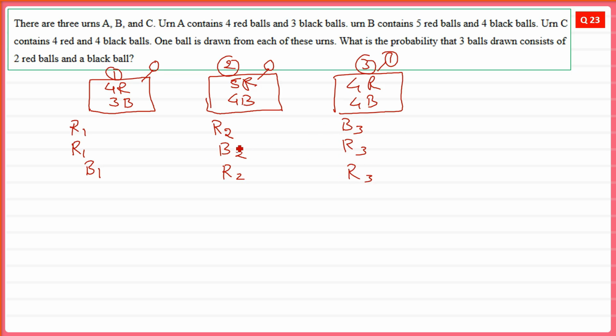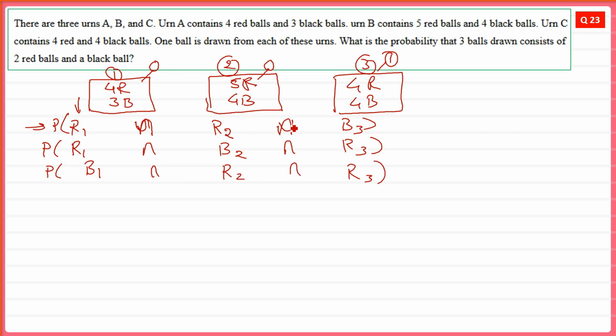Now you see the rows and columns, they are similar. Any row or column you take, it will be 1 black and 2 reds. So in RRB, this row and column, if you see the first row and first column, R1, R2, B3 and R1, R1, B1, all these have 2 R's and 1 black. So now take the intersection of these. P(R1 intersection R2 intersection B3) is the first term. The second term is P(R1 intersection B2 intersection R3). The third term will be probability of B1 intersection R2 intersection R3.